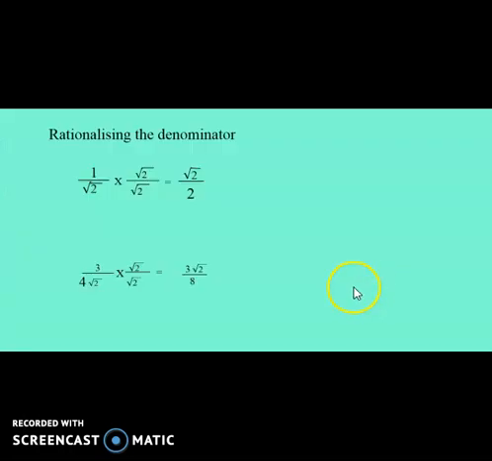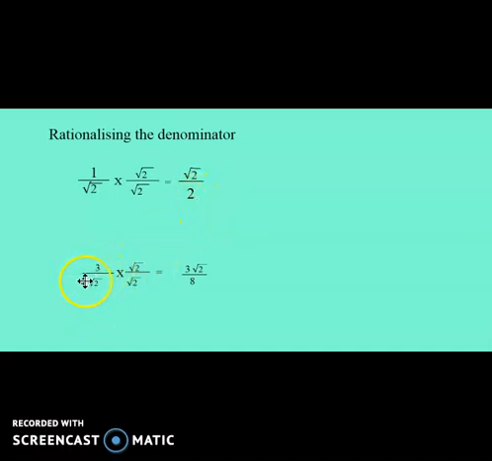I quickly take you through a few examples of rationalizing the denominator, and your calculator always gives your answer with a rational denominator. So if I have 1 over square root of 2, I multiply with square root of 2 over square root of 2. 1 multiplied with square root of 2 is square root of 2. And square root of 2 times square root of 2 is square root of 2 squared. So that will give me an answer of 2.